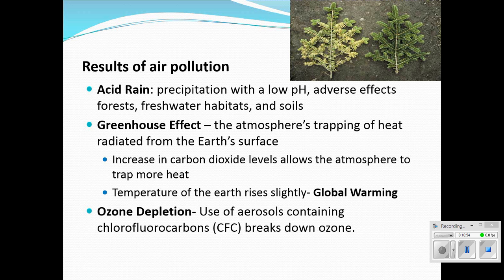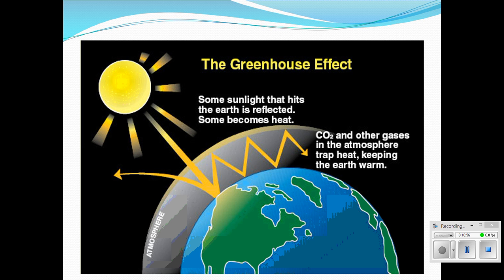Chlorofluorocarbons break down the ozone. So here's a picture of the greenhouse effect so you guys understand it a little bit better. The sun shines its rays on the earth, and that bounces back and then hits the atmosphere. Some sunlight that hits the earth is reflected, and that becomes heat. When that reflects back and forth, that's what's actually heating the earth.